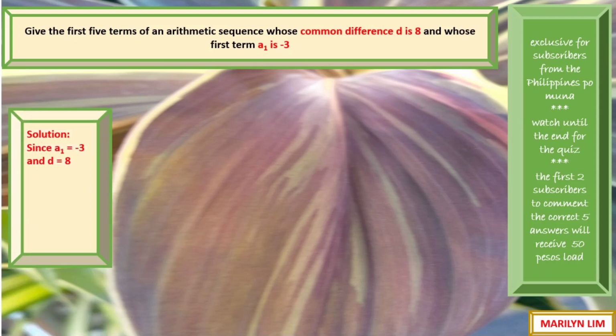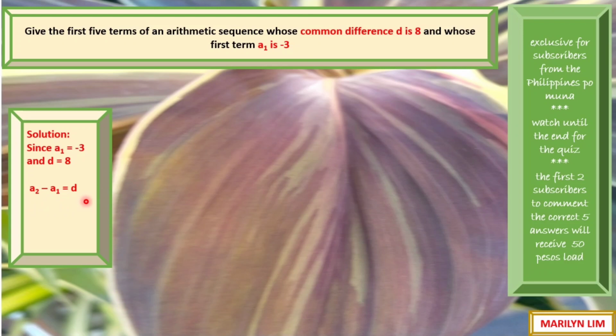Let's have the solution. Write the a sub 1 first, that's negative 3, and d is 8. Where did we get those? It's all here in your given, so you just write it in your solution. And substitute, find the common difference. How do you find the common difference? That is a sub 2 minus a sub 1. That's the formula to find the common difference.